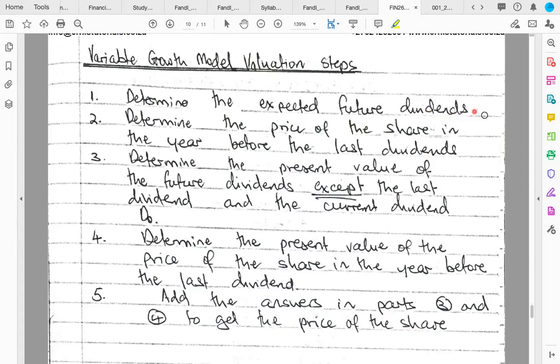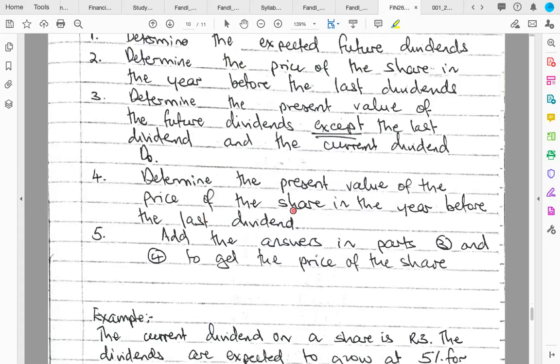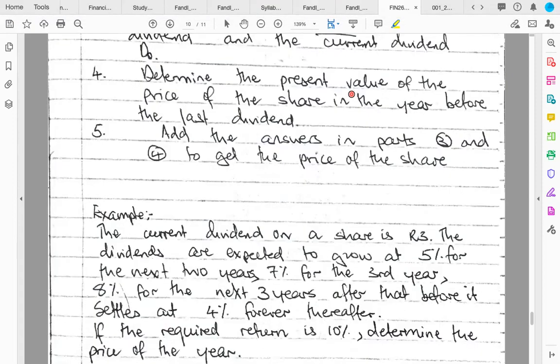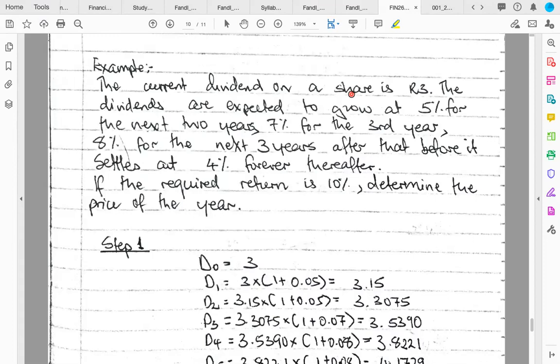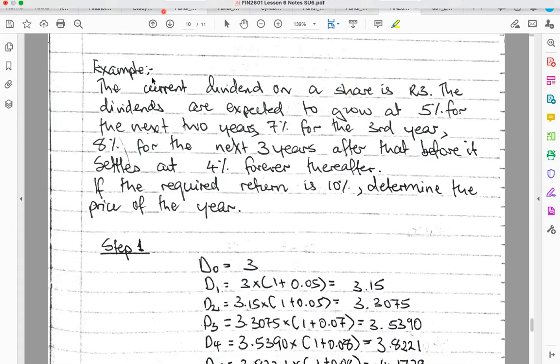Determine the expected future dividends. Determine the price of the share in the year before the last dividend. Determine the present value of the future dividends except the last dividend and the current dividend, D0. Determine the present value of the price of the share in the year before the last dividend. And lastly, add the answers in parts 3 and 4 to get the price of the share. So let's actually do that. Let's look at an example as we finish off this class, first part on share valuation.